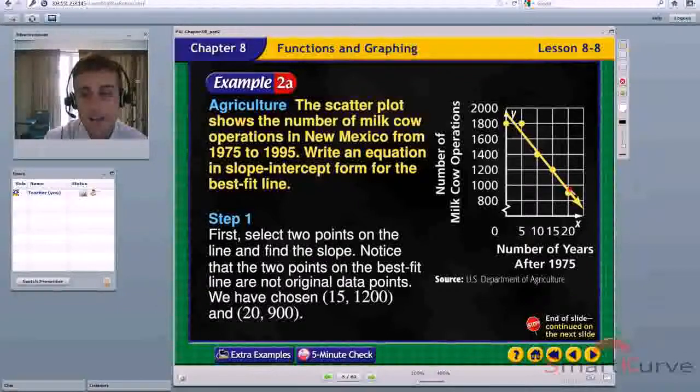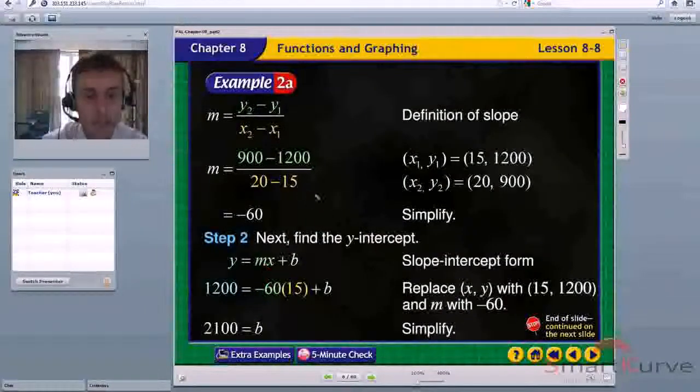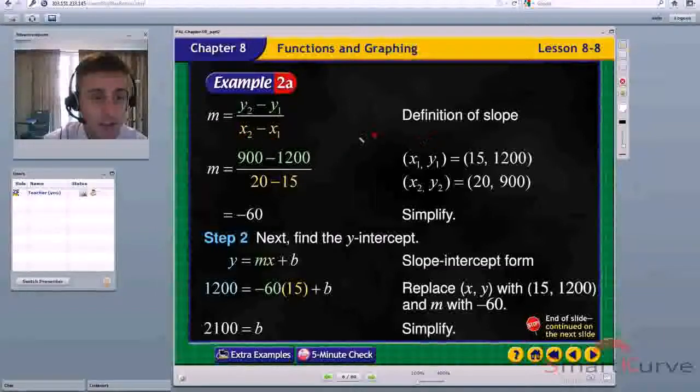Pick 2 points and then draw the line through them. To find the slope, we use y2 minus y1 over x2 minus x1, the same definition of slope that we used in the earlier lessons. We have 900 minus 1200 over 20 minus 15, which is negative 60.